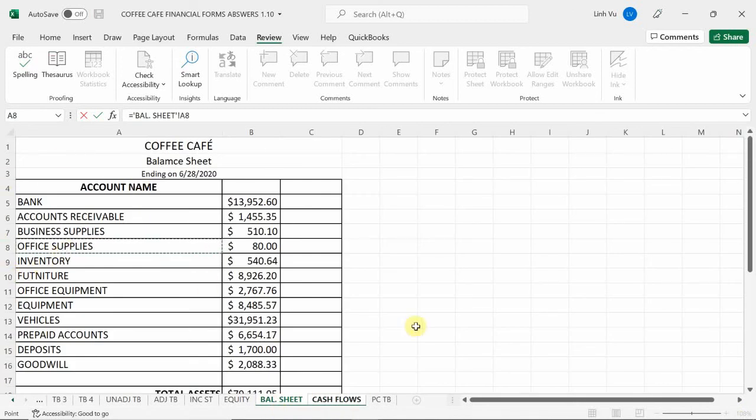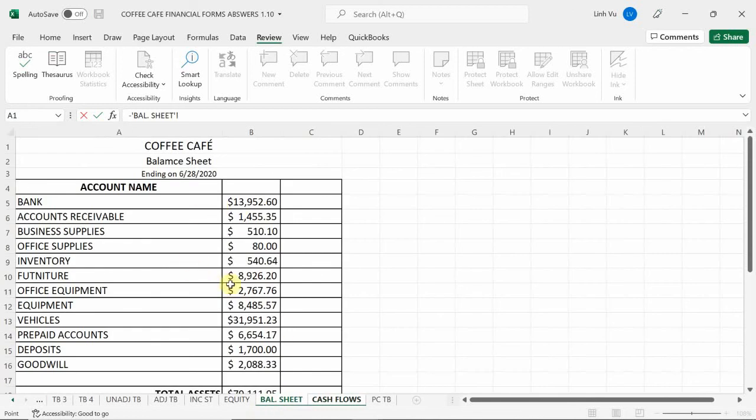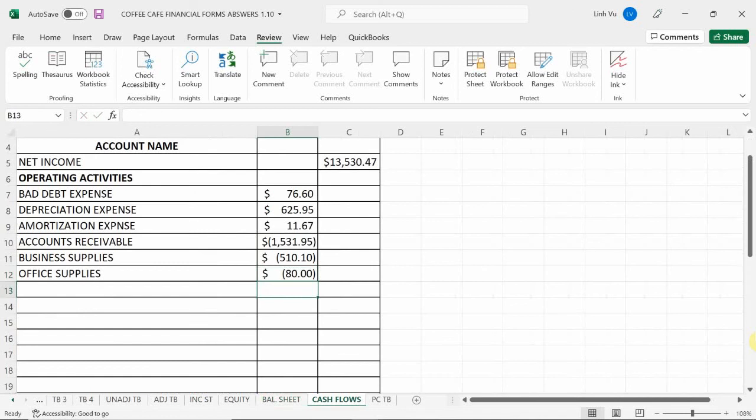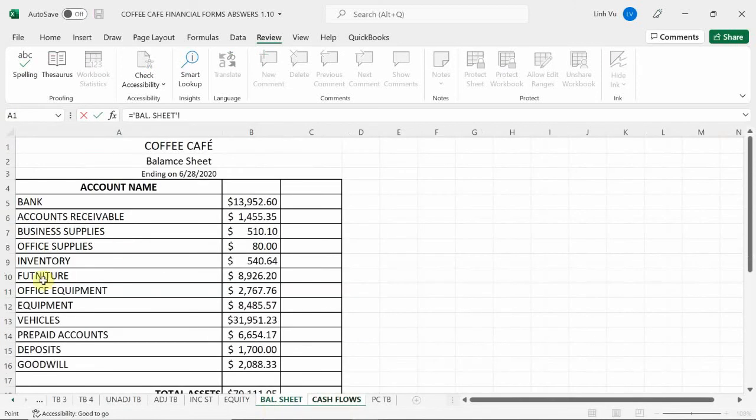Then let's see what's next. Next is office supplies. In this case, I have $80 left, right? Do I still have the $80 or did I already spend that $80 to buy the office supplies? Same thing with the business supplies. You don't have the $80. You already spent it to buy the office supplies. So let's see what the next account is going to be.